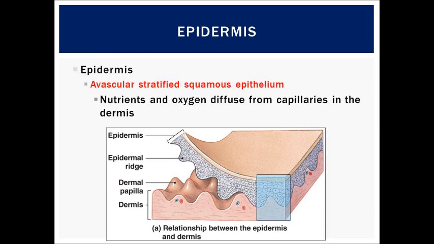And, if you look at the image in this slide, you can see that there are epidermal ridges on the bottom surface of the epidermis. The epidermal ridges fit the complementary pattern of projections in the dermis, called dermal papilla. Both the epidermal ridges and dermal papilla will increase the attachment between tissues.